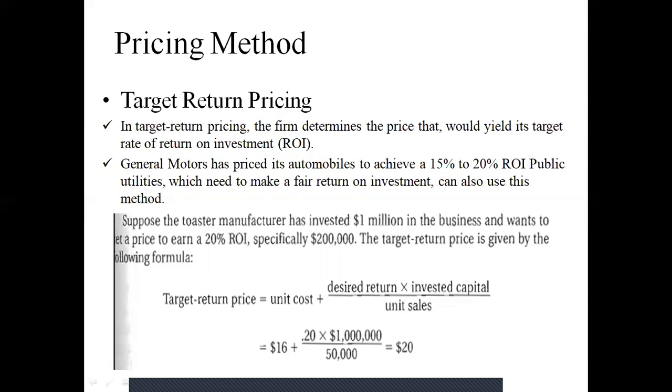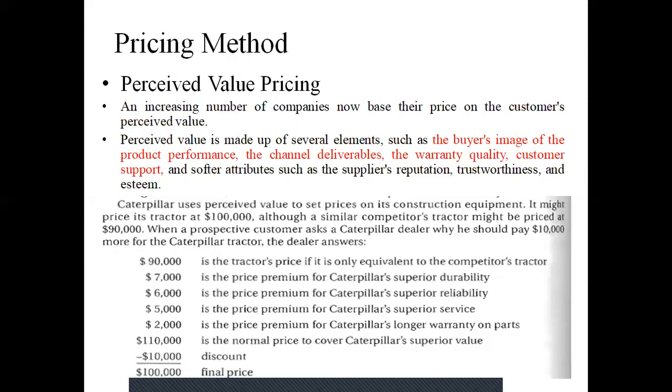to produce the product. For example, a toaster manufacturing company is investing 1 million in its business and wants to earn a 20% ROI. So how will they calculate the target rate of return pricing? Unit cost plus desired return times invested capital over unit sales. So the unit cost, in the previous calculation, we found to be 16. Desired return 20% times invested capital over unit sales. So they will get this $20 target price.